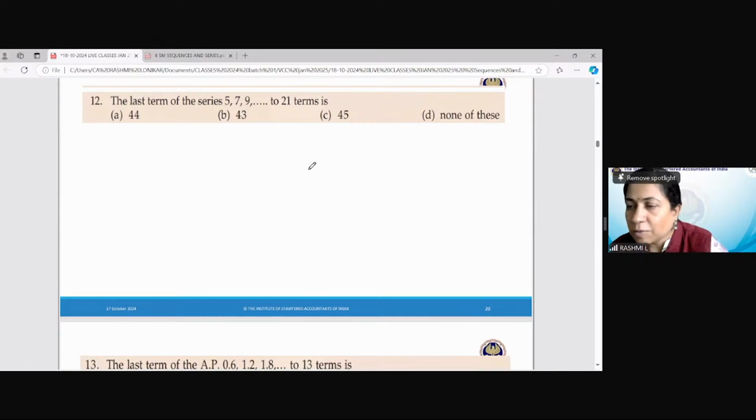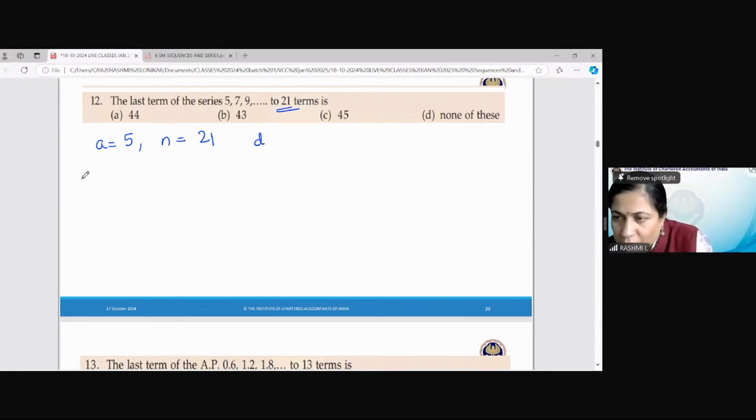The last term of the series 5, 7, 9 to 21 terms. Okay. This means what? A is equal to 5. N is equal to 21. Now I need to find D. Why do I need to find D? Because the nth term is given by A plus N minus 1 into D. Now D will be what? 7 minus 5, which is equal to 2.